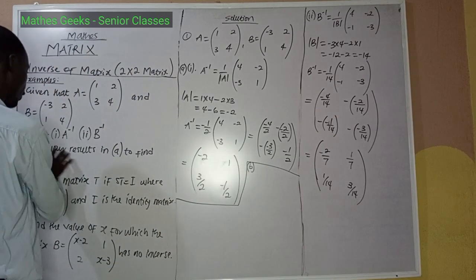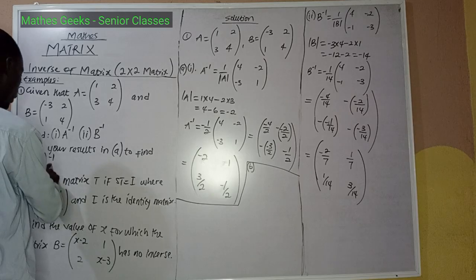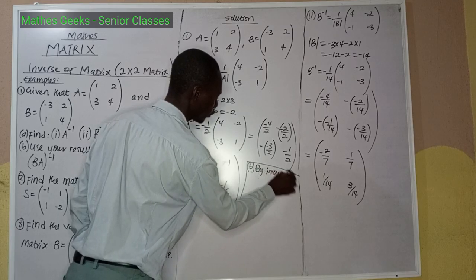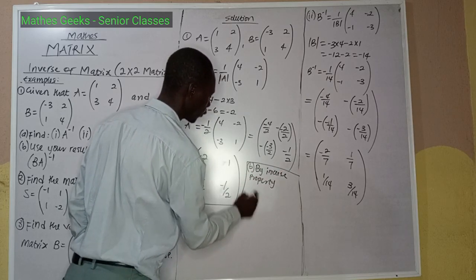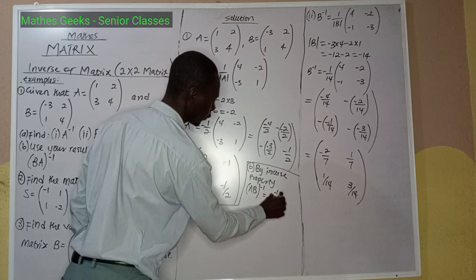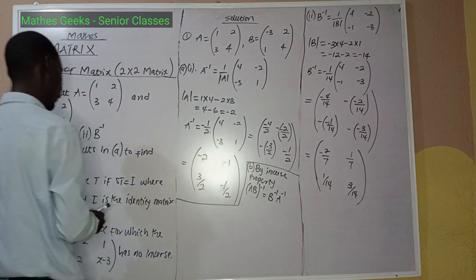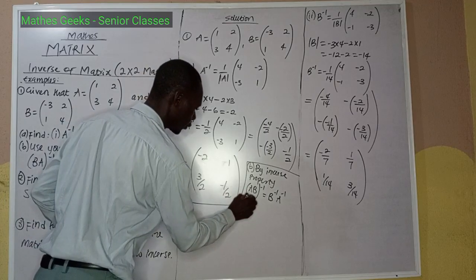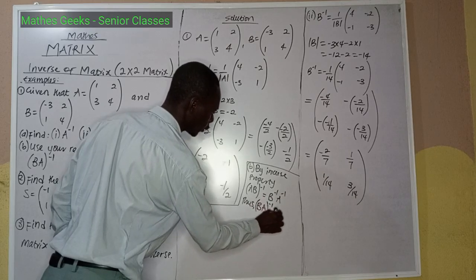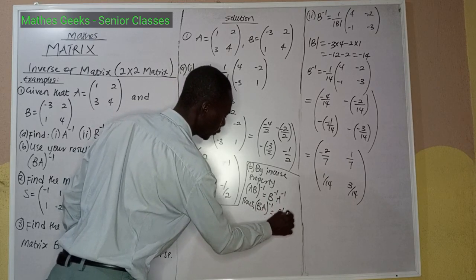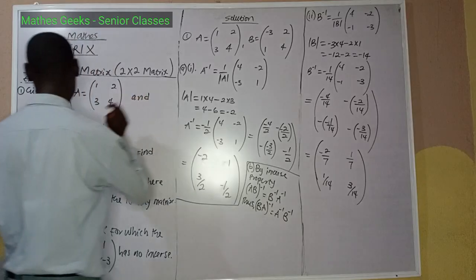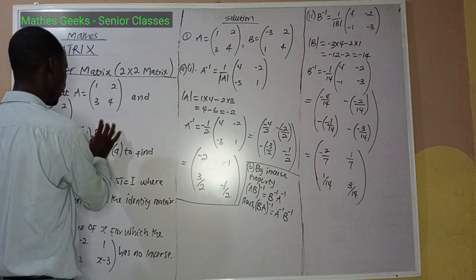B. It says use your results in A to find the inverse of BA. By the inverse property, the inverse of AB equals B inverse A inverse. We're not looking for the inverse of AB, rather we're looking for the inverse of BA. The inverse of BA equals A inverse B inverse. So from this property, we're going to multiply the A inverse matrix with the B inverse matrix.